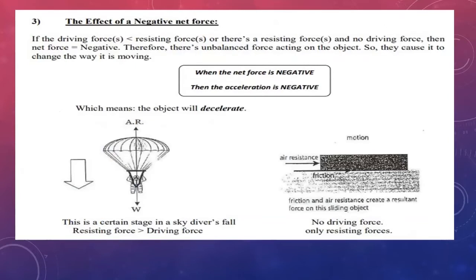What happens when the resisting force is greater than the motive force? This object will move with acceleration or deceleration? Deceleration. Of course, deceleration. Excellent. When the net force is negative, this means the resisting force is greater than the motive force, so the object will move with deceleration, or we say the object will decelerate.